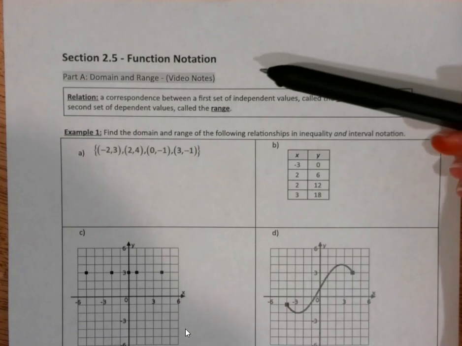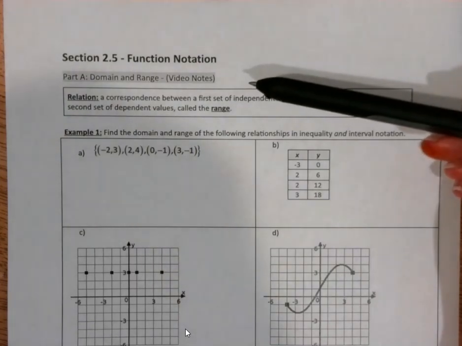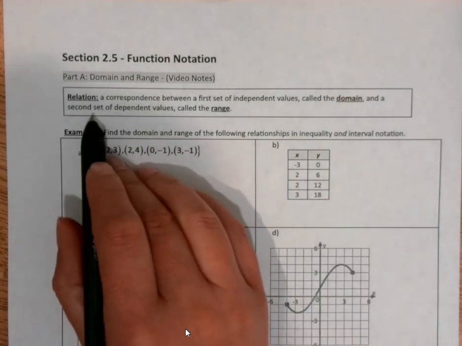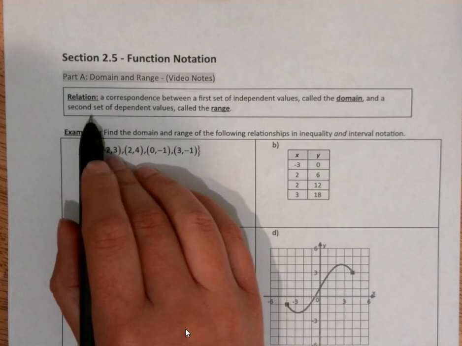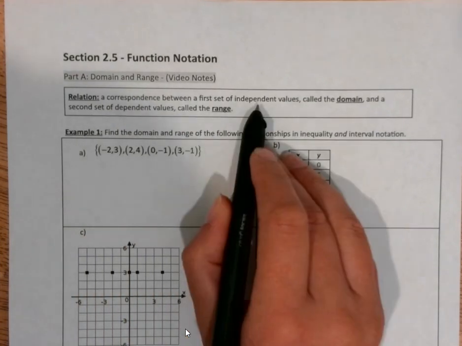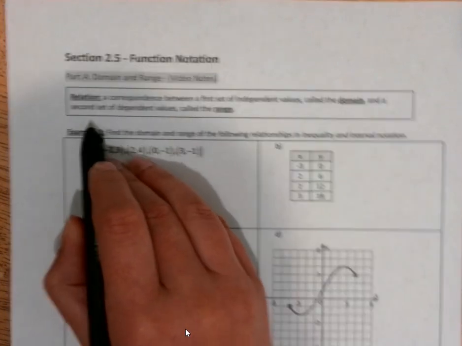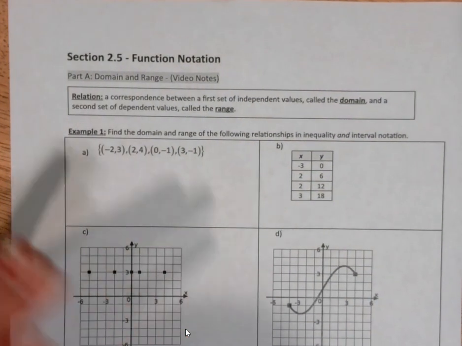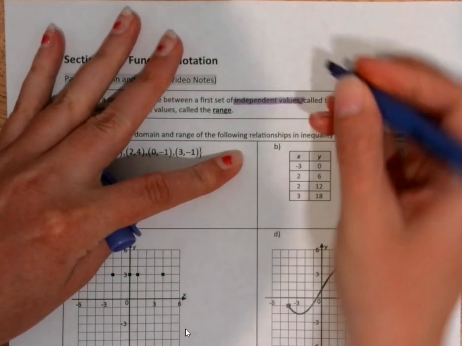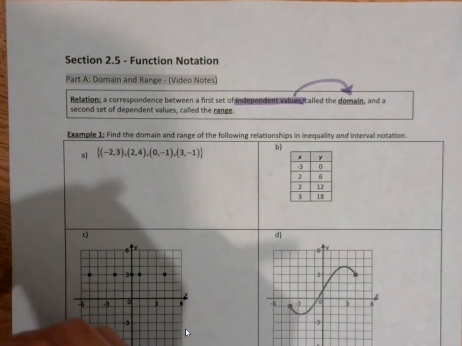Section 2.5 is on function notation. In part A, we're looking at domain and range. First, the definition says that a relation is a correspondence between a first set of values called the domain and a second set of dependent values called the range. To emphasize that, the independent values are in the domain and the dependent values are in the range.